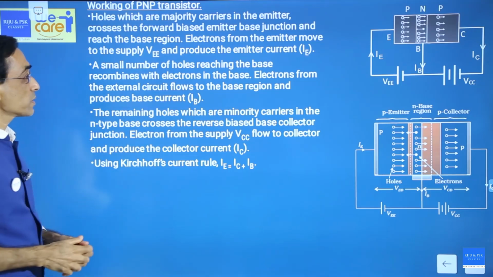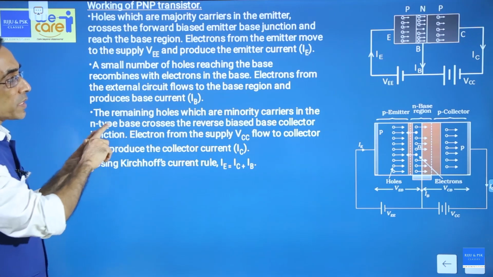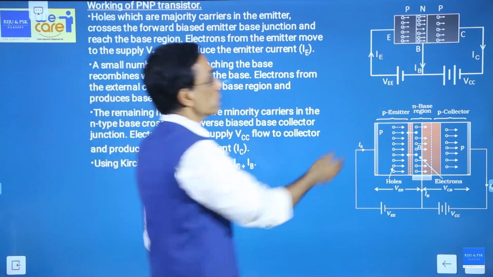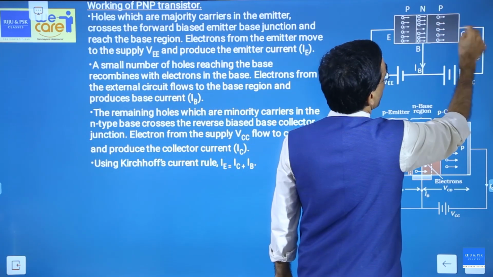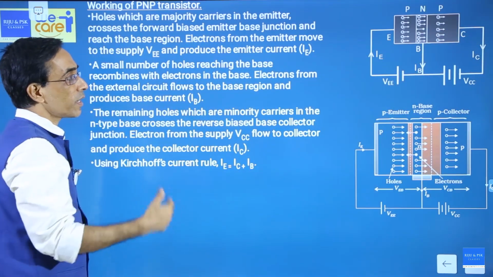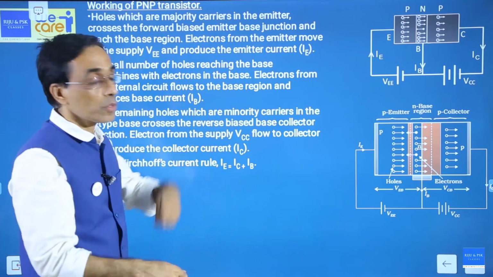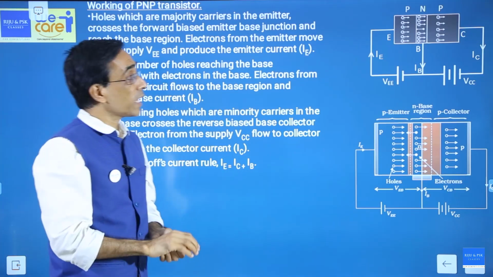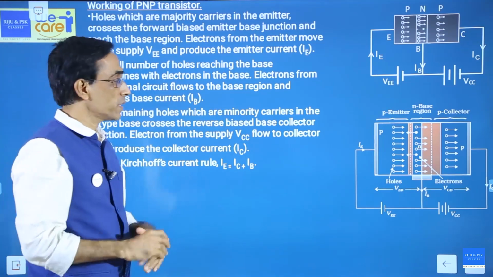The remaining holes, which are minority in the N-type base, will cross the reverse biased base collector junction. So when holes are here, electrons from VCC will go into the device and they will produce a current in the outward direction. So there are again 3 currents here: emitter, collector and base. Apply Kirchhoff's current law. There are 2 currents coming out and 1 current going in, so that should be equal. IE equals IC plus IB is applicable. So whether it is NPN or PNP, the equation for current is the same, only the direction is reversed.